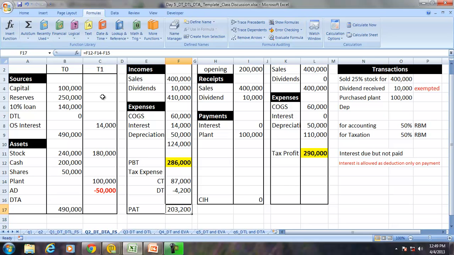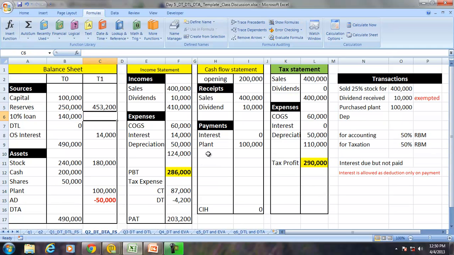So therefore the reserves will go up to the extent of the PAT, and let us assume that the current tax has been paid, so CT payable will not be there. However, the negative DT will appear on the balance sheet as a deferred tax asset. We can now find the cash in hand. Cash in hand is equal to cash available minus the cash expenses. Cash available minus cash expense is 423, and 423 will be transferred to the balance sheet.